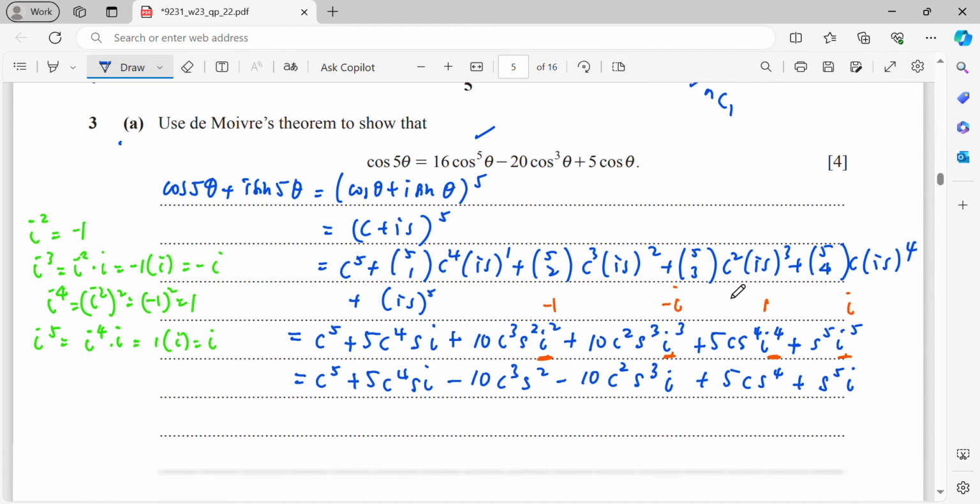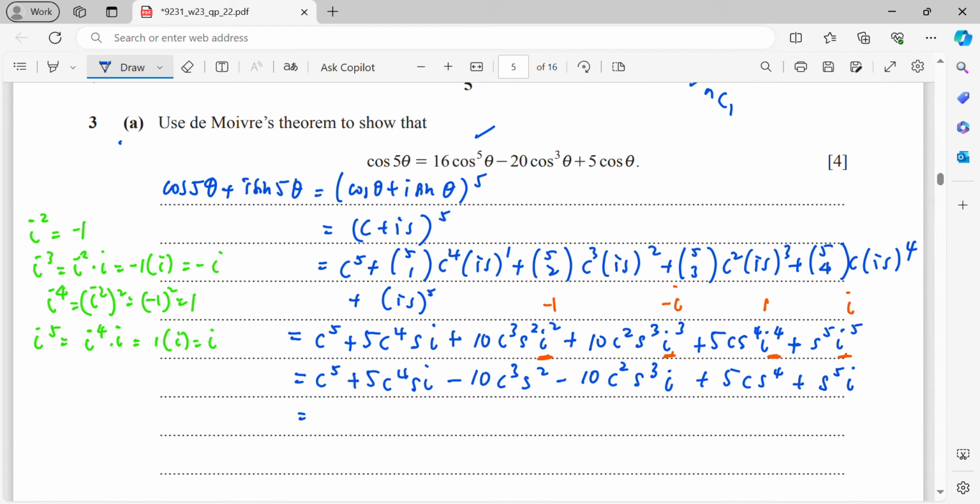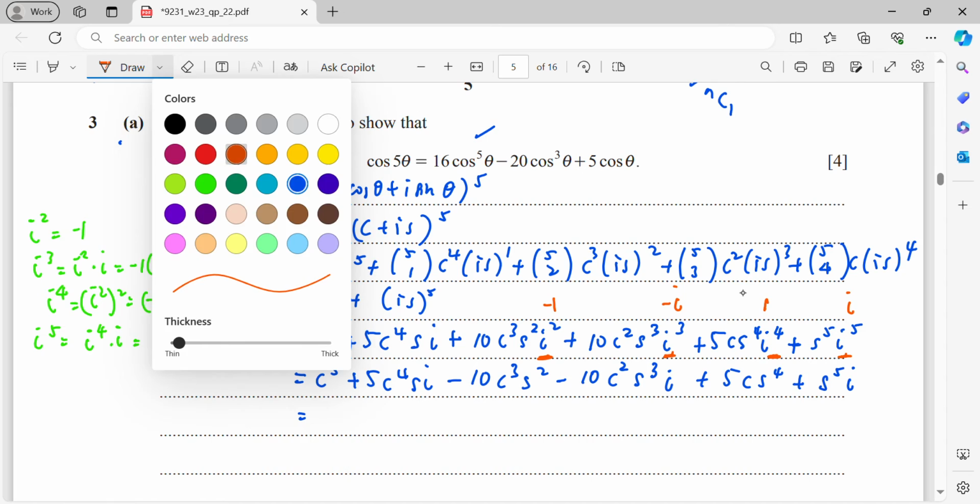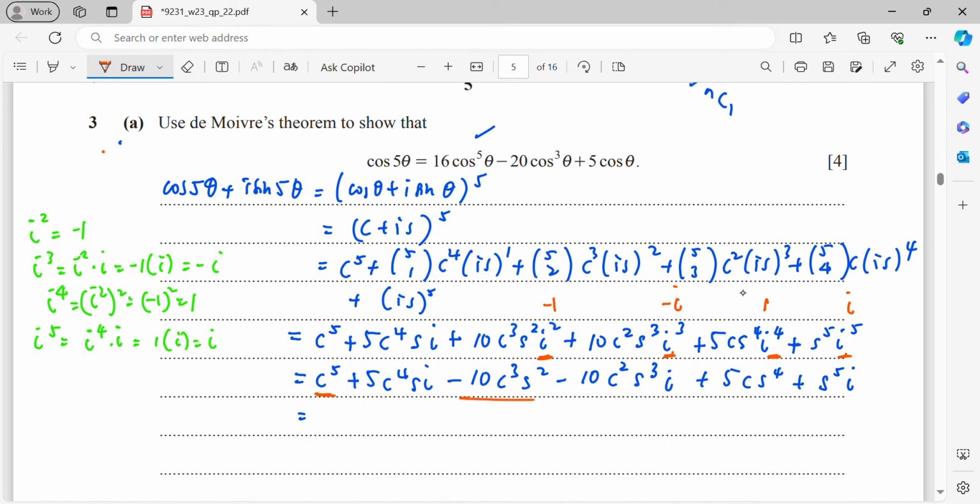Then from here, I will group the real and imaginary parts. So the real part is basically those without the i. Okay, the underlined one will be the real parts. So I will write c^5 minus 10 c^3 s^2 plus 5c s^4. This is my real part. Then my imaginary parts will be the rest of the terms, and I factorize the i first, I will get 5c^4 s minus 10 c^2 s^3 plus s^5.